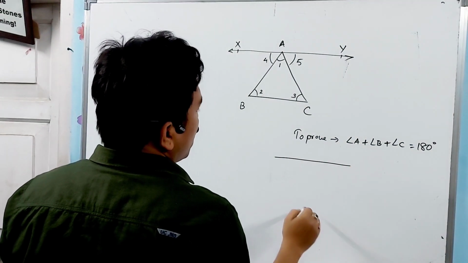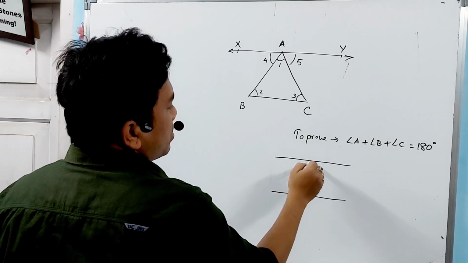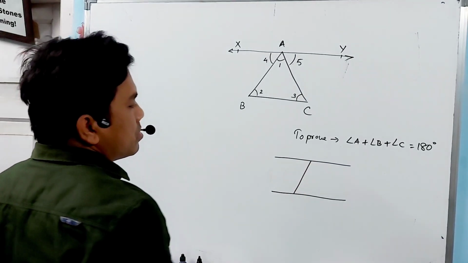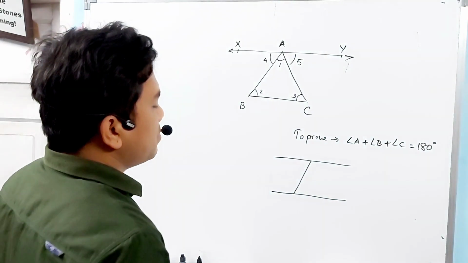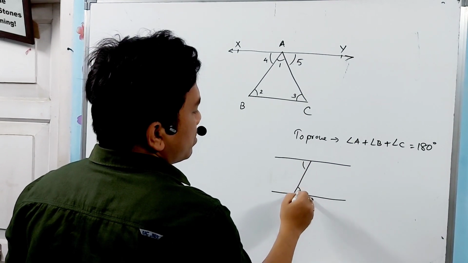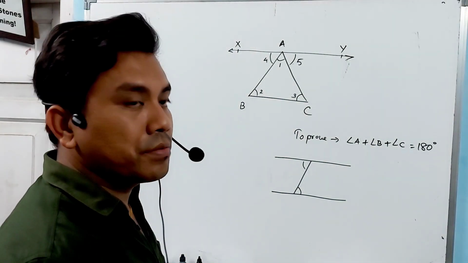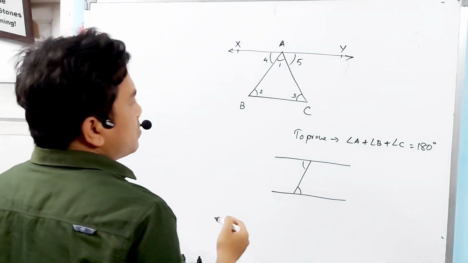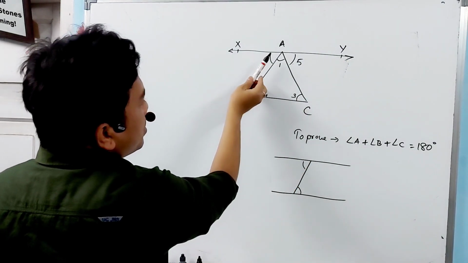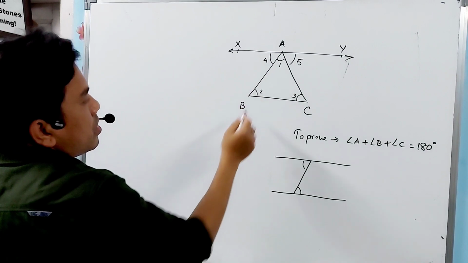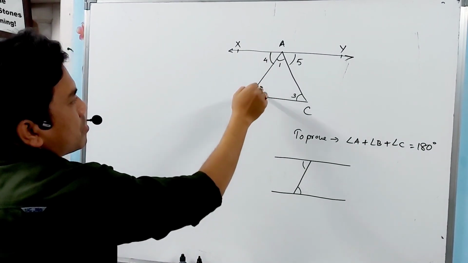in parallel lines. Last year I explained, when two lines are parallel and another line touches these two lines, then this angle is equal to this angle, and they are known as alternate angles, isn't it? So similarly here, since we have drawn XY parallel to BC and AB is the transversal, then obviously 4 will be equal to 2 since they are alternate angles.